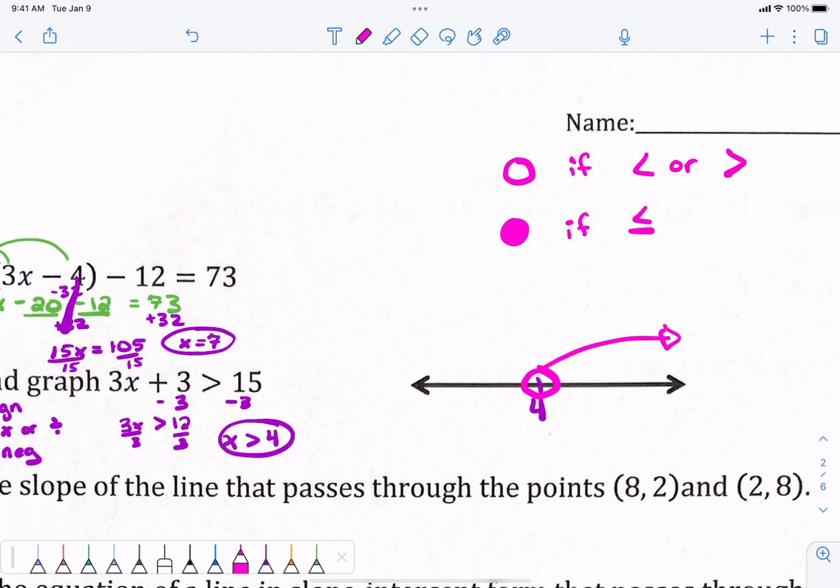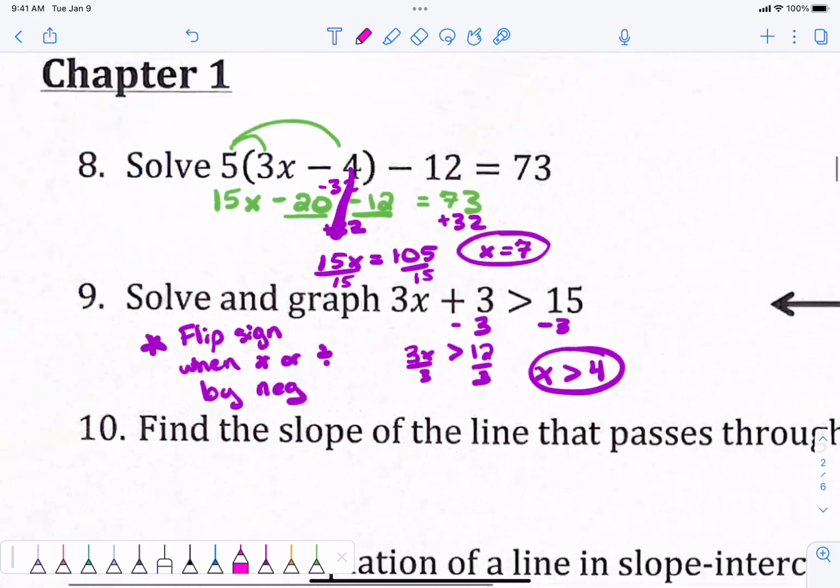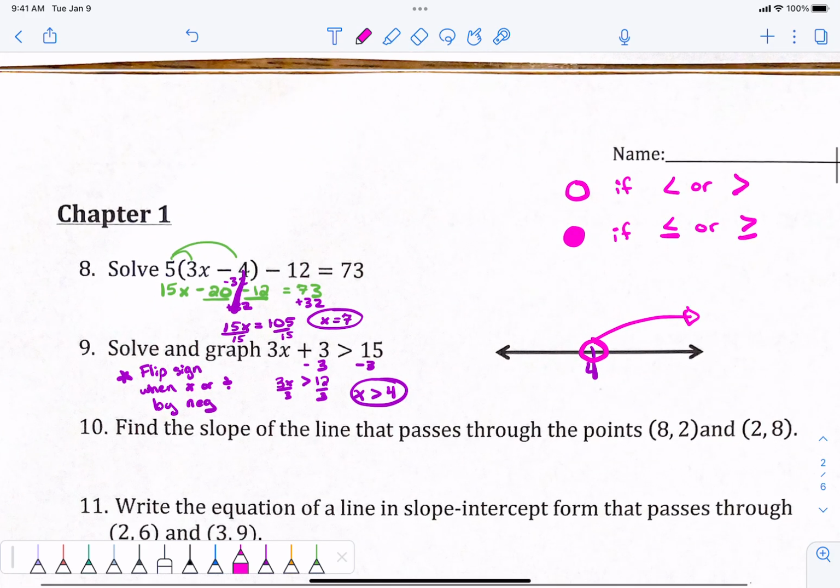Wait, what was it? It's an open circle if it's just less than or greater than. It's a closed circle if it's less than or equal to, greater than or equal to. Flip the sign when you multiply or divide by a negative. Okay? All right, good?